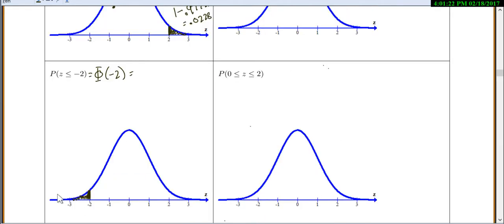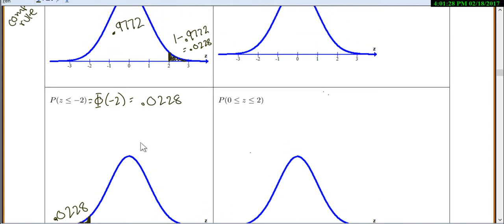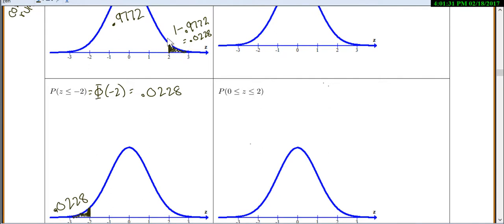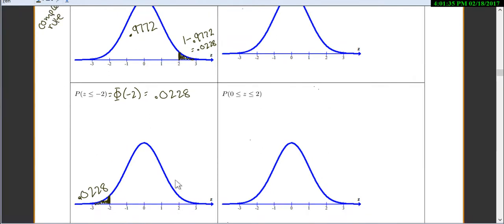So we get 0.0228. But wait, that seems very similar, right? That's what I got up here for the area to the right of positive 2. So this is what I'm talking about when I say symmetry, is the area to the right of positive 2 is equal to the area to the left of negative 2. It's very symmetrical. So instead of looking it up again, I could have just gone with what I had there. So I could have used symmetry. And you'll find on all of these, there's always lots of different things that you can do to get the same answer. You just have to practice.